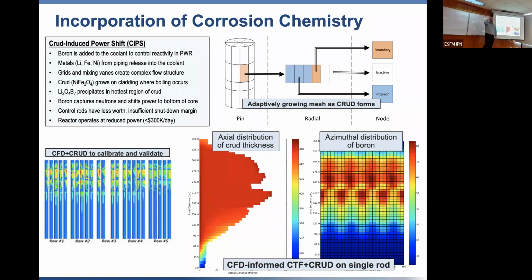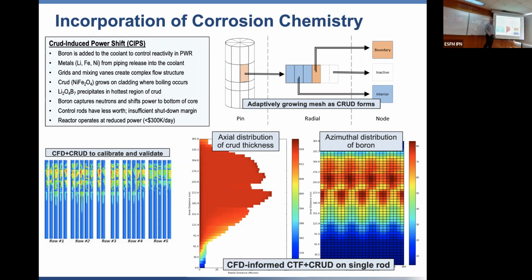And so the reactor utilities have to be very aware of what the power distribution is. If the power distribution at the top gets too low, then they actually have to reduce power and they can't produce as much electricity as they want. And so that is this crud-induced power shift. By dropping the power up there, it shifts the power to the bottom, and they have to reduce power operation. And if they are reducing the power from 100% to 70% to account for this, they're losing $300,000 a day.